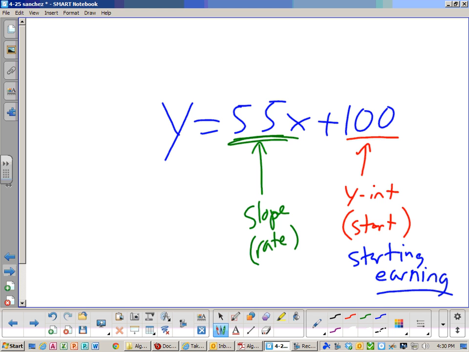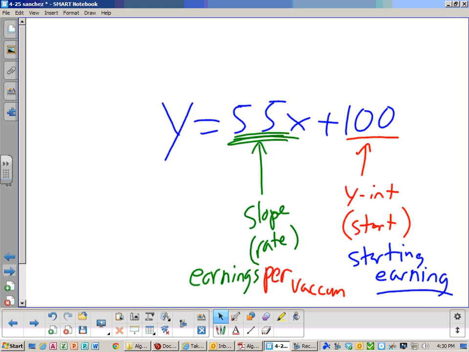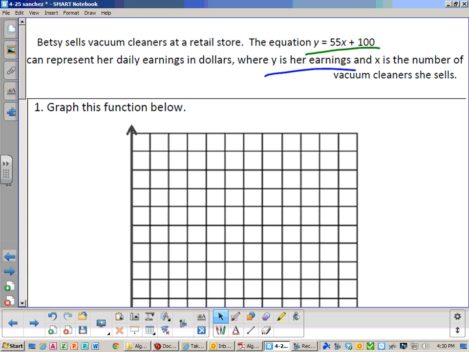The slope is 55. That's her rate. It is her pay or her earnings per vacuum sold, right? For every vacuum she sells, she gets a total of $55. That is the earnings per vacuum. Just by looking at the equation, that tells us all those items right there. Now let's see what it wants. Graph the function. Well, that's pretty easy.